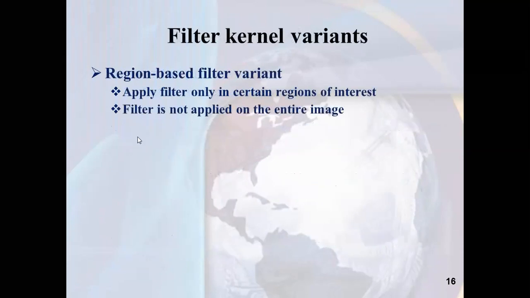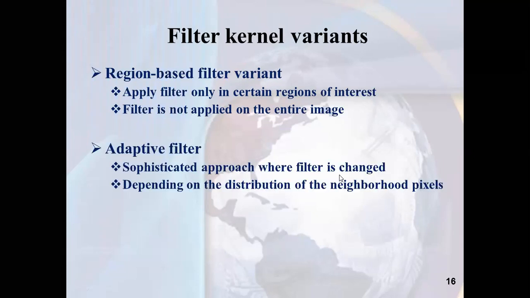In the region-based filter variant, we can apply the filter not to the whole image, just to certain regions of interest, which is another variant of the kernel filter. In this way, the filter is not applied to the entire image, just to the region of interest where we have a problem or where we want to extract some features.